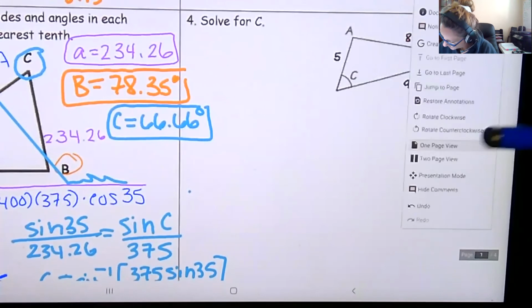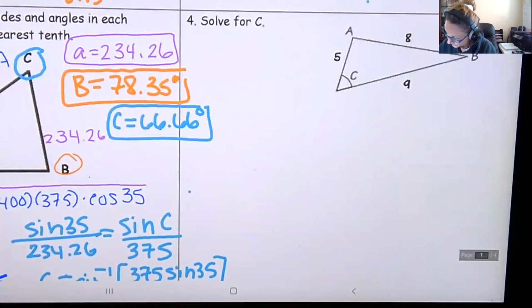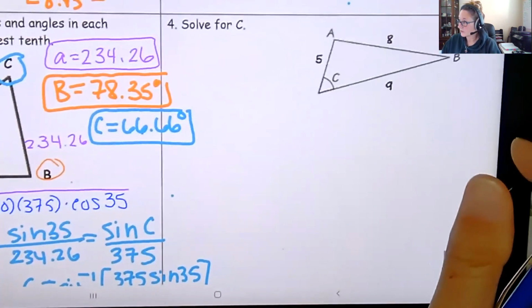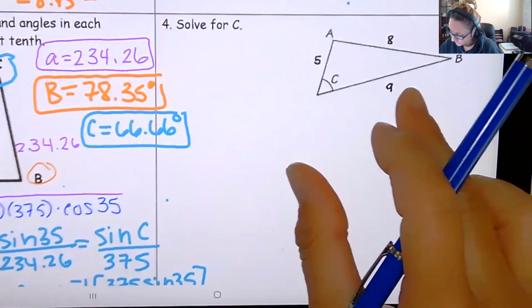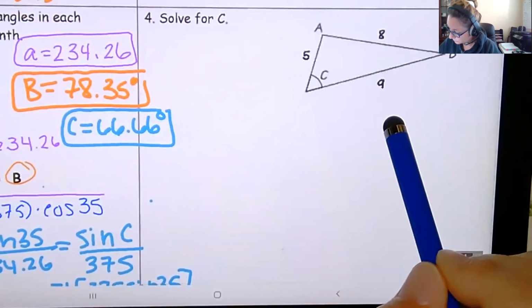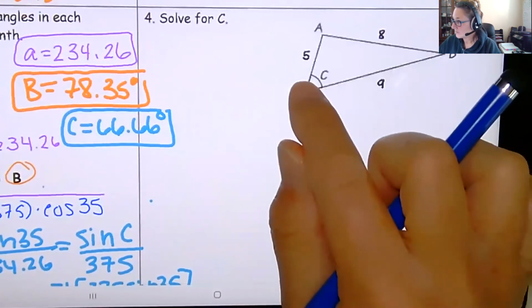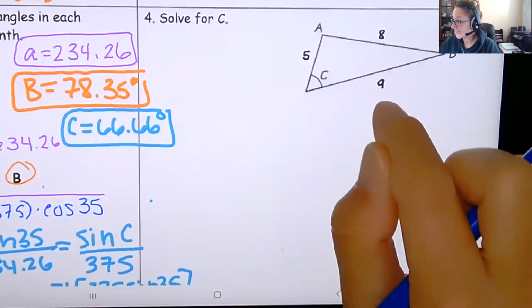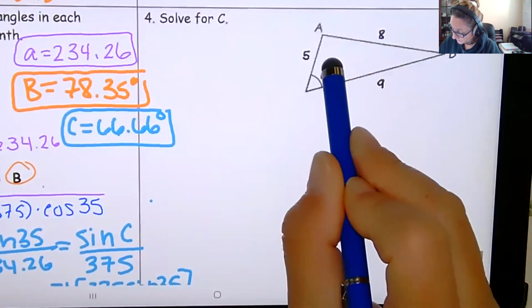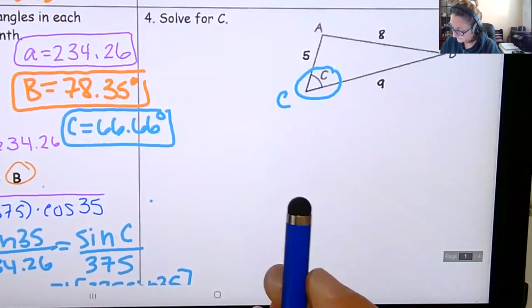Just going to undo my scribble. Okay. So on the next one, solve for C. That's all we're doing, solving for C. So pay attention to what we know. This is a 5, this is an 8, this is a 9. And I want to find my angle C here. That's what I want to find.